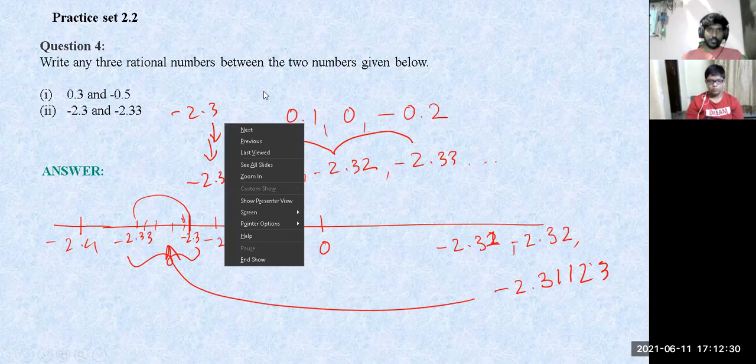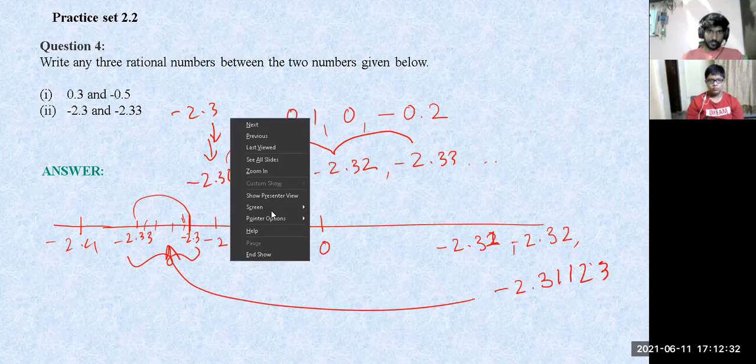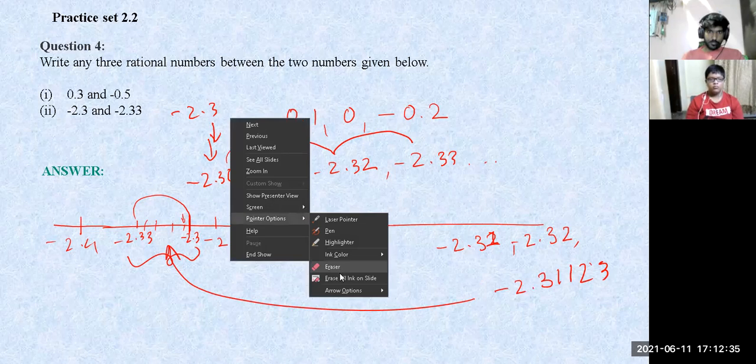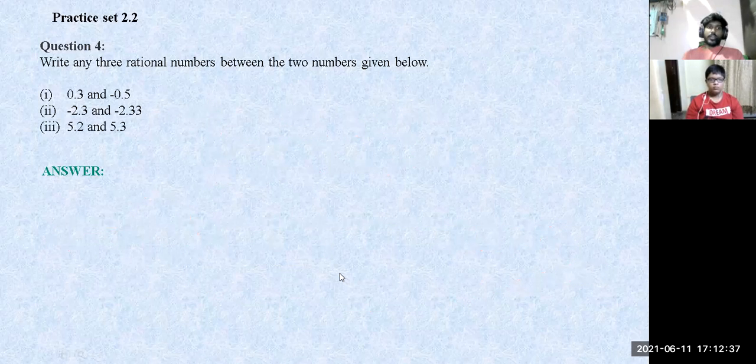I'll just erase this. Okay, third one, 5.2 and 5.3. 5.21, 5.22, and 5.23. Correct, absolutely correct.